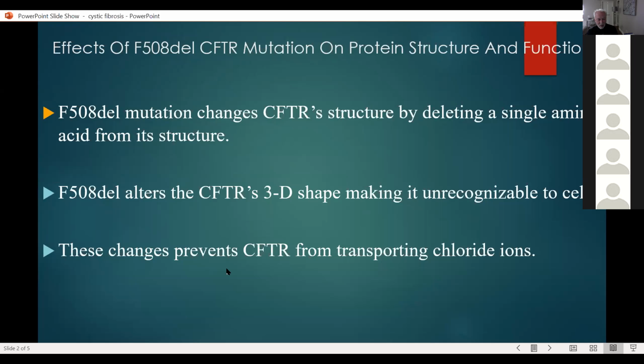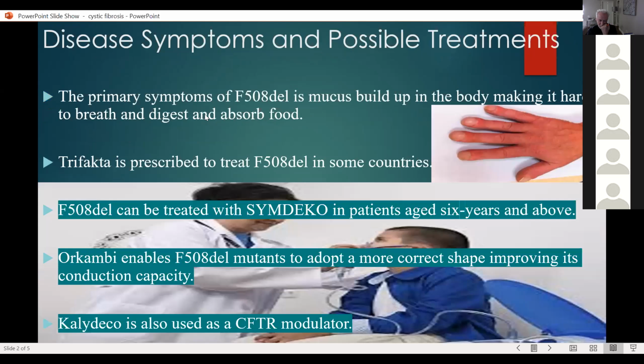These changes prevent CFTR from transporting. The CFTR resulting from this mutation lacks the correct structure that cells recognize. So the cells destroy it, leaving them with no transporters for the essential chlorides and salts needed by the cell. Okay, diseases, symptoms, and possible treatments.